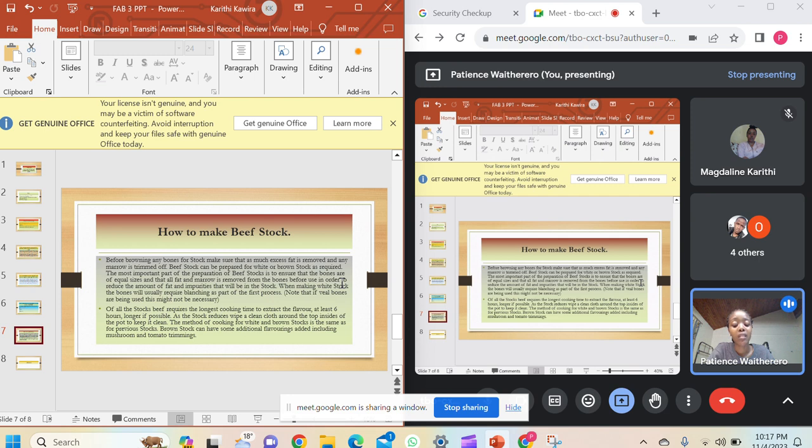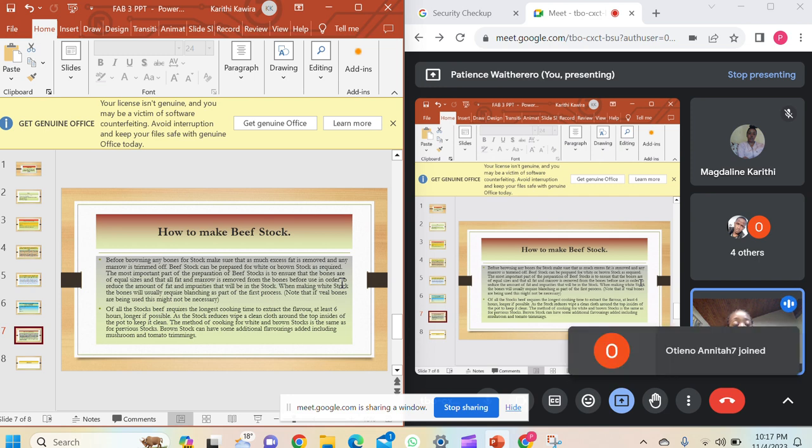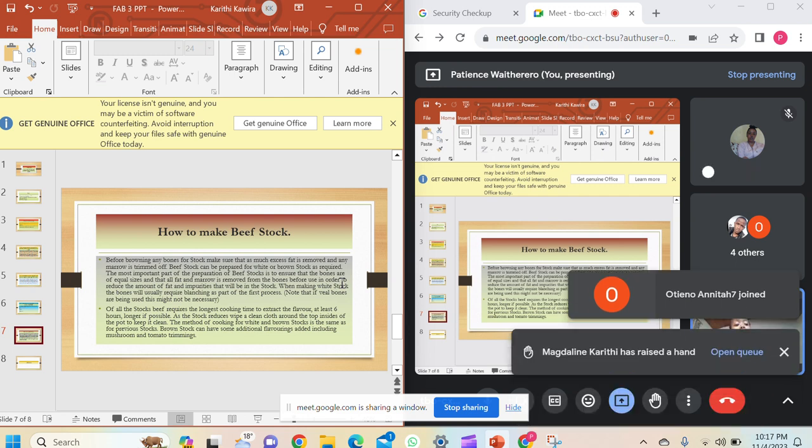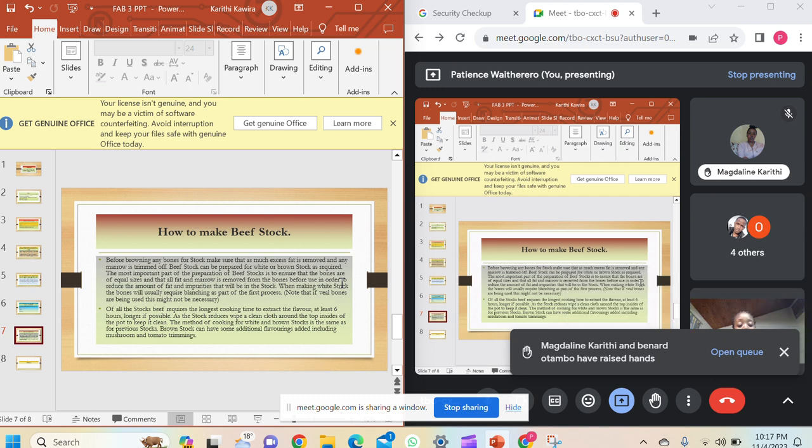Mention some of the equipment that are used when making beef stock. Yes, Karithi? Otambo? Conical strainer. Yeah, correct. Otambo, I'm waiting for your feedback. We have a saucepan. We have a chopping board for cutting vegetables. We have a sieve. Then we have a wooden spoon.